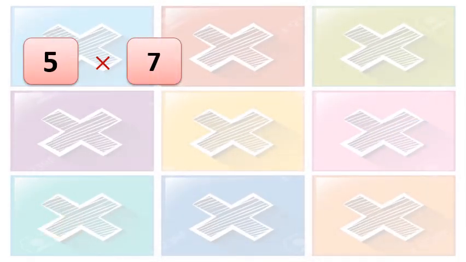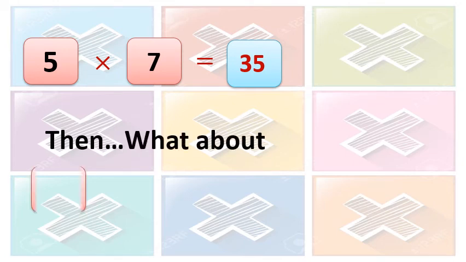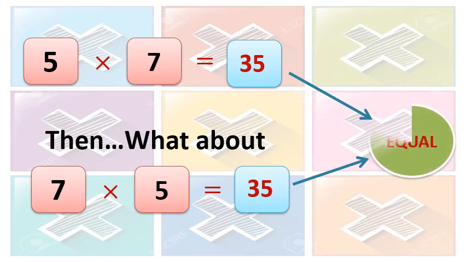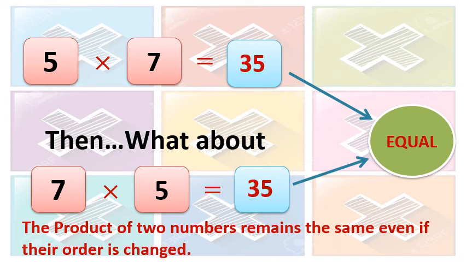5 7s are how much? 5 7s are 35. Isn't it? So then what about 7 5s are? Yes. Correct. That is also 35. So both of them are equal. Means the product is equal. The product of two numbers remains the same even if their order is changed. Got this?